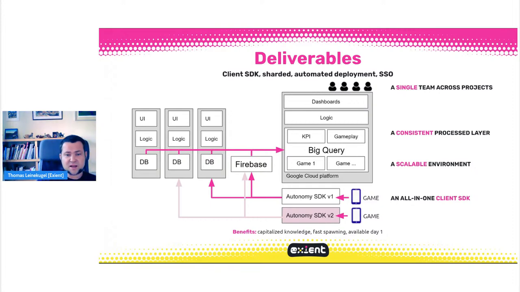So that's pretty scalable. On top of that, we have a consistent process layer. We're looking at the KPIs, the same ones for all our games, more or less. We have a consistent logic. We have consistent dashboards on top of that. And we have a single team. So the knowledge from one project to another follows.